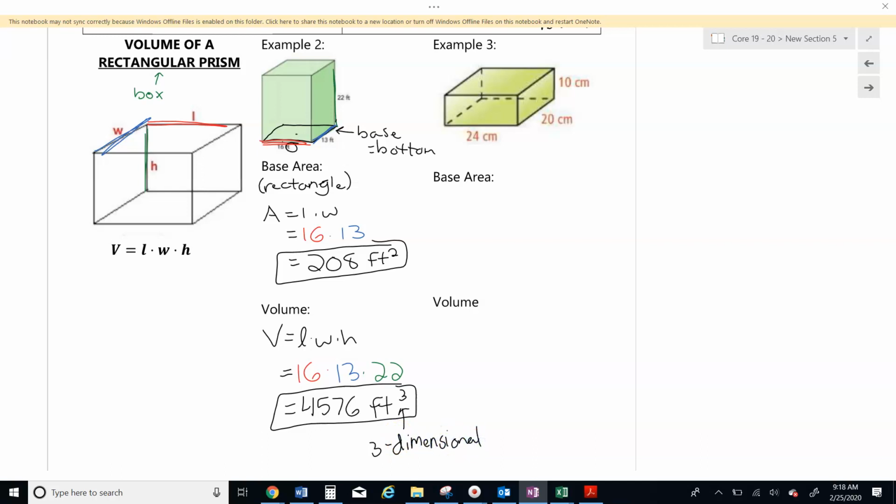Okay, volume is of the shape of a three-dimensional figure. So that's why our unit gets cubed. Okay. Units are important. Points will be taken off on a test for not having correct units. All right, looking at our second one. All right, we're doing our base area again, which is just the bottom of it.